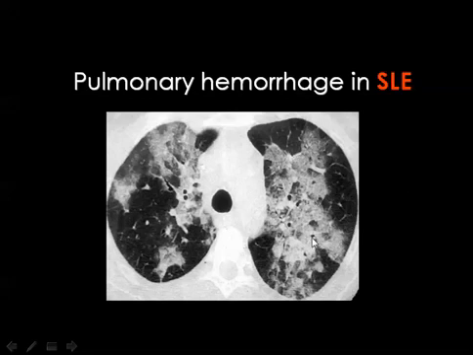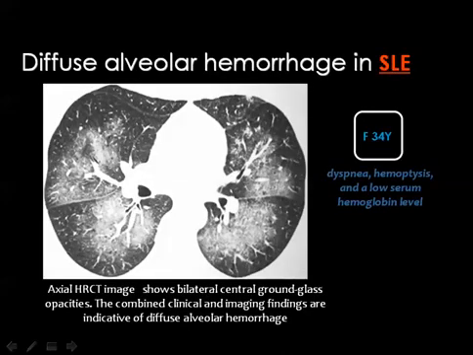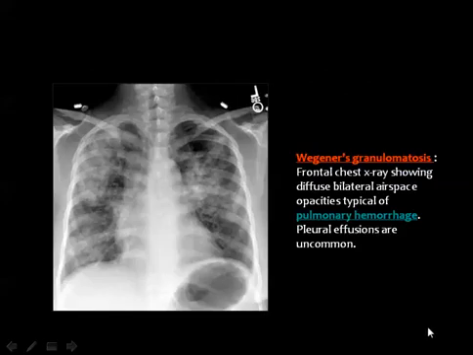One of the important things here is the opacities are not peripherally distributed. They are central, more central towards the hilum. Then, in the presence of this positive history, you diagnose this as pulmonary hemorrhage. And this is another case: dyspnea, hemoptysis, and low serum hemoglobin level, and you got opacities that are classically more central than peripheral. This is very important for him.